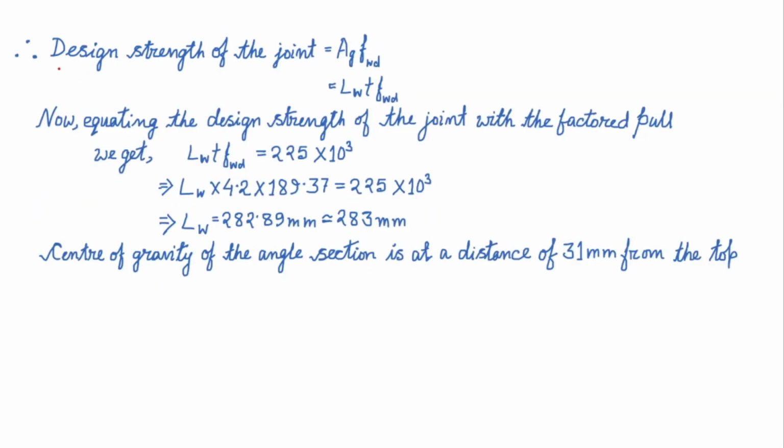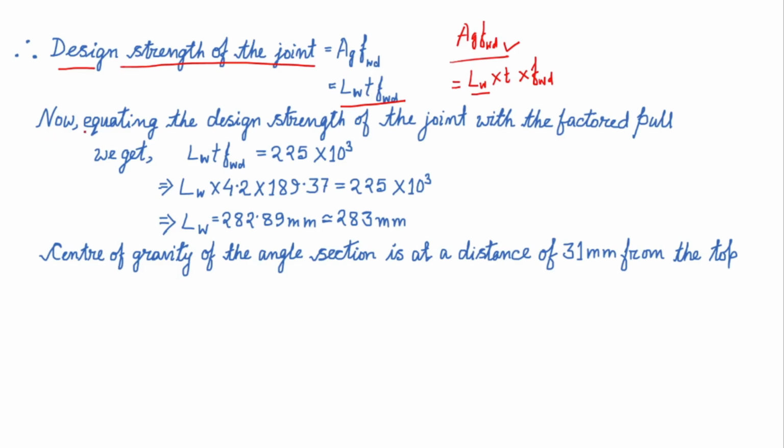Now the design strength of the joint is equal to Aw into fwd. So what is fwd? It is the design strength of the weld, and Aw is equal to Lw into t. Lw is the effective length of the weld and small t is the throat thickness, and it is multiplied by fwd. So finally this is the design strength of the joint.